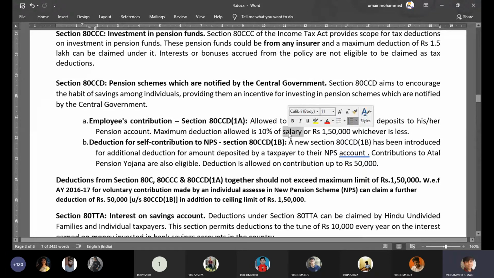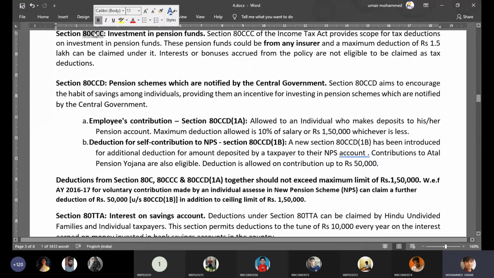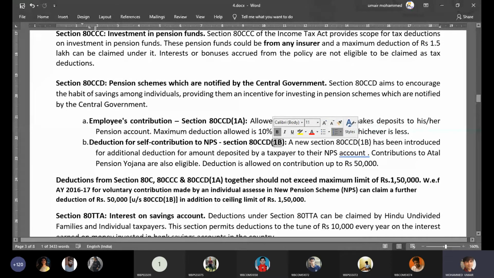Okay, so the difference between 80CCC and 80CCD is that 80CCC is investment in pension fund schemes offered by financial institutions to the general public. Whereas 80CCD, these are the pension schemes which are under the custody of Government of India. In 80CCD(1), your employer and you will contribute towards the pension fund. Whereas in 80CCD(1B), there is no employer as such. It is independently, you are the one who has created this and you are only contributing.